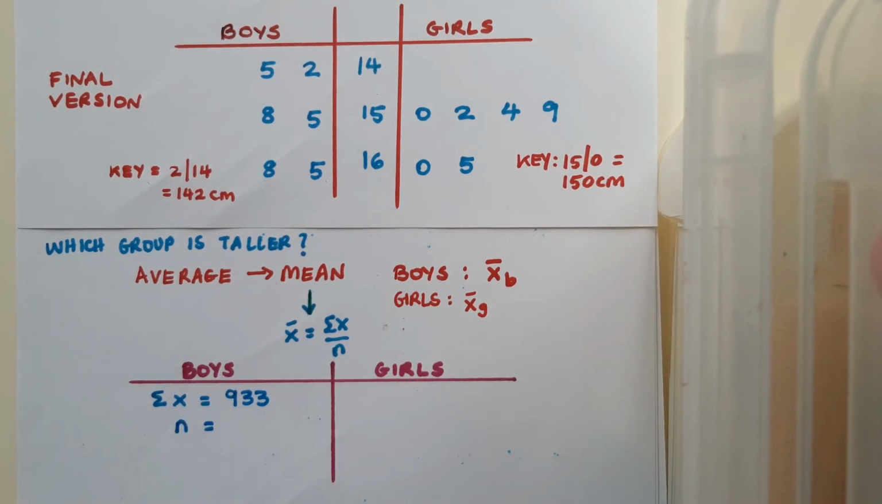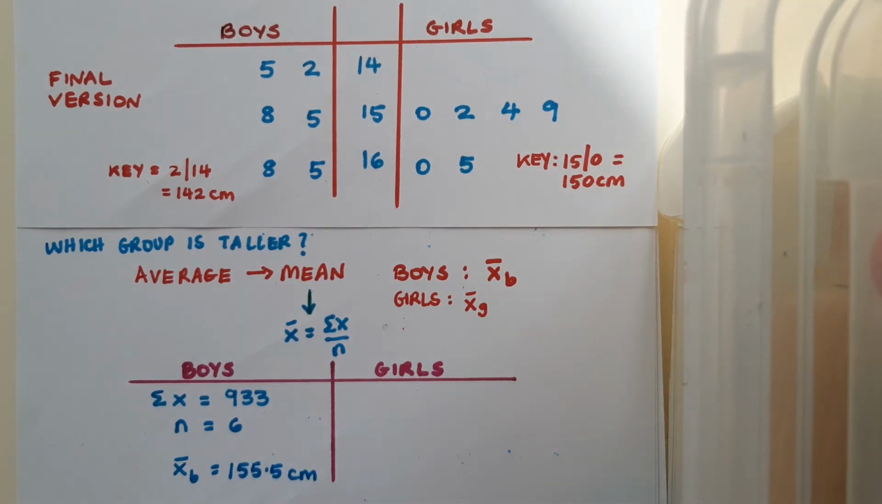N is the number of pieces of data, and I can see that there were 6 boys, because there were 6 values in the leaf part of that stem and leaf for the boys. And then finally, I want to calculate the mean for the boys. And as we discussed earlier, I can call this x bar b just to indicate that it's the mean for the boys specifically. And of course, we know that calculating mean is simply a case of taking summation x and dividing it by n. And in this case, mean height of the boys is 155.5 centimetres.